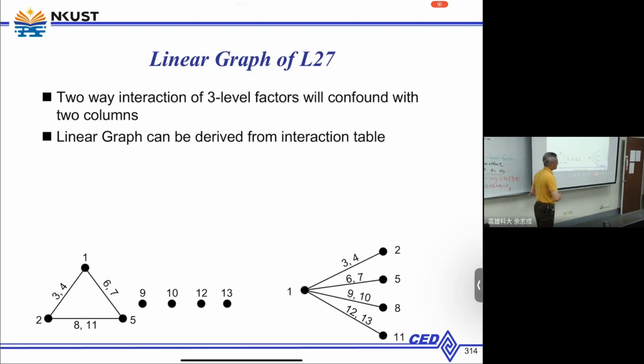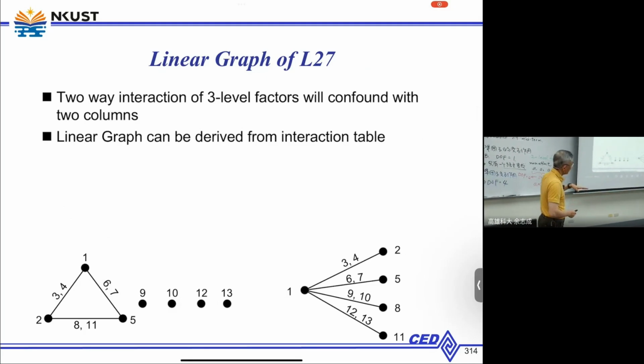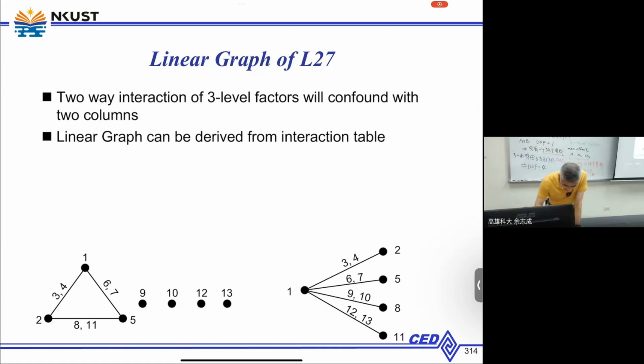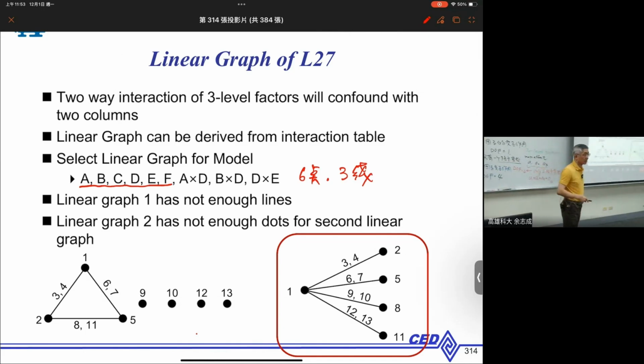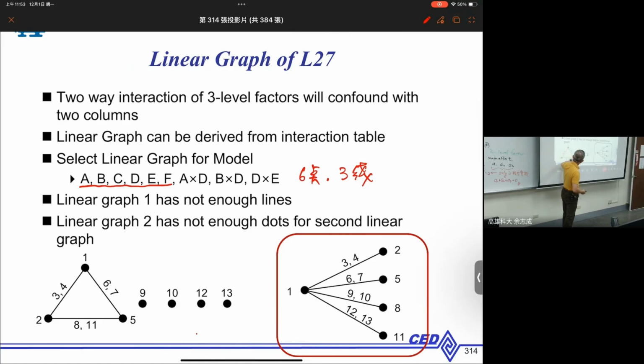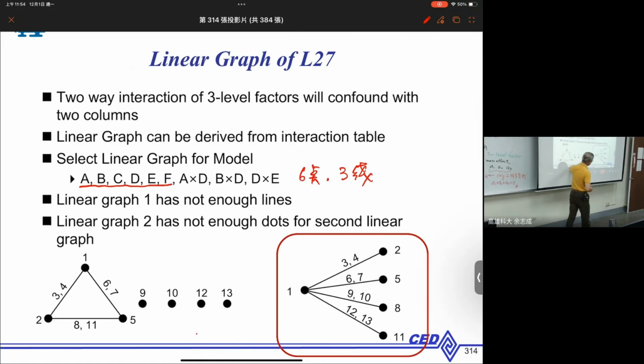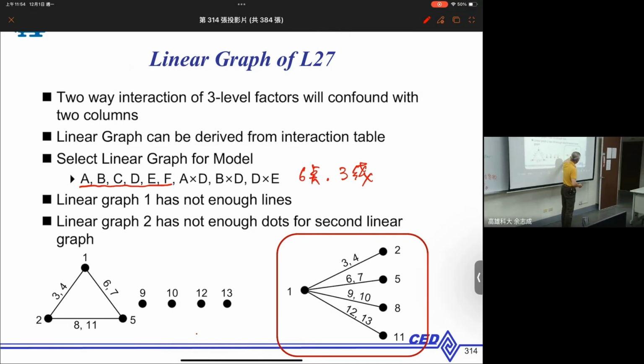Which one do we need? You will find out in this example, none of these linear graphs is good because we need 6 dots, 3 lines, right? Neither is good enough. This one has 1, 2, 3, 4, 5, 6 dots, okay, and 3 lines, okay. The other is not good enough: 1, 2, 3, 4, 5 dots. So at first you would select this linear graph.